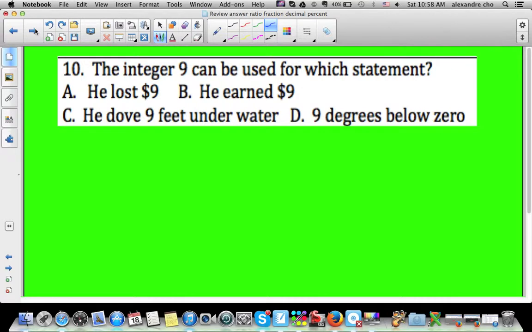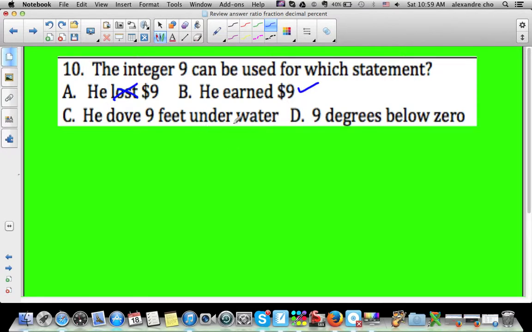10. The integer 9 or positive 9 can be used for which statement? Well, positive 9. Okay, so let's see what we have here. A, he lost $9. Losing has a negative connotation, so we can't use this for positive 9, so A is gone. B, he earned $9. You're gaining $9, so that has a positive connotation, which means we can use this one. Let's check the other two.